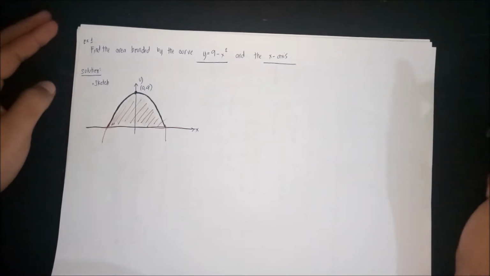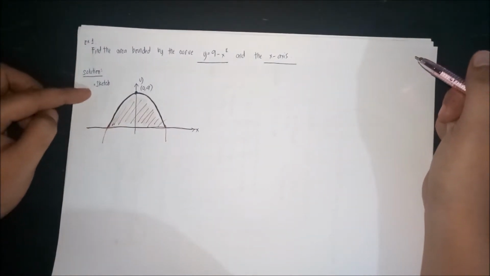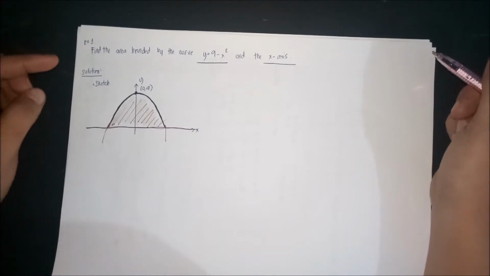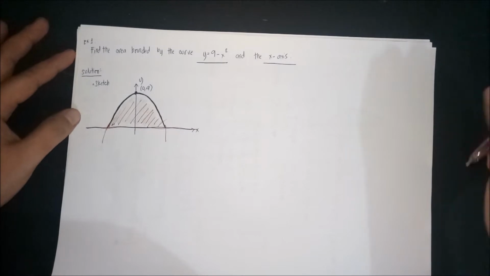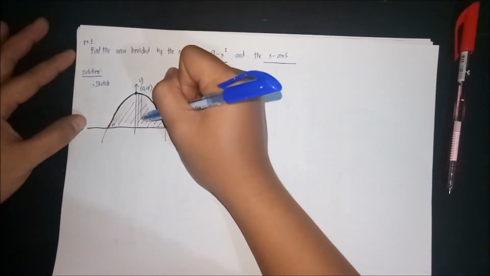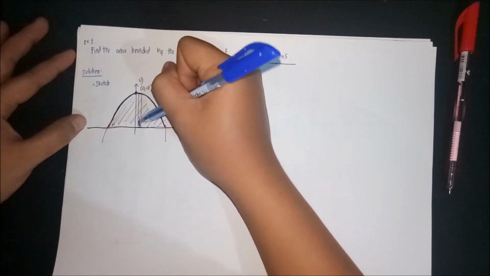Now, what was it again? First, we've sketched it. Next, we decide whether horizontal or vertical strip. Okay? In this case, class, I will use this kind of strip. Okay? This will be my strip, class.